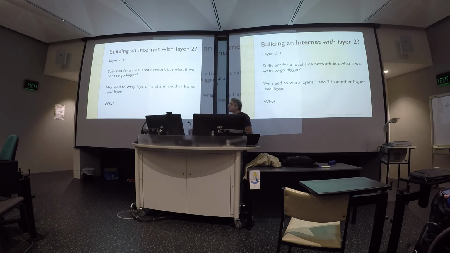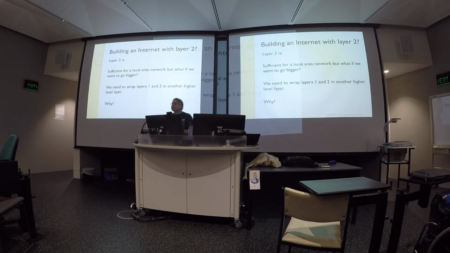Now, layer 2 is sufficient for a local area network that can be quite big. But what if we want to go bigger? What if we want to build this internet business? Well, what we need to do is introduce another layer. We need to take layer 1 and layer 2 and add another layer on top that we'll call, intelligently, layer 3. And what layer 3 does is it allows us to build an internet. No, I'm serious, I'm not joking.